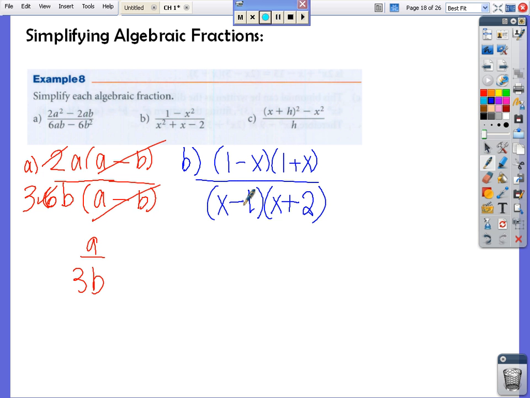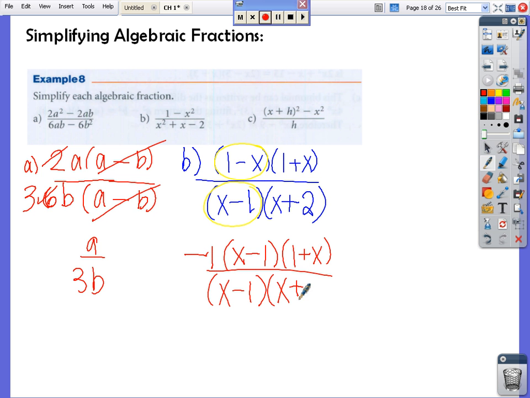What you'll notice is this term and this term are not exactly the same. They actually don't cancel at the current moment. What I am going to do is factor out a -1 from the front term up in the numerator. So if I do that, the x becomes positive, the 1 becomes negative. In the denominator, I'm leaving it alone. I haven't done anything to the denominator. What you'll notice is now they factor and I get left with -1 plus x divided by x plus 2.